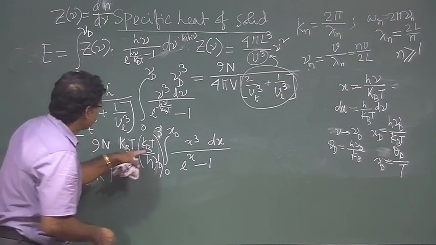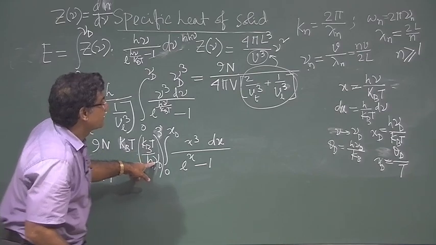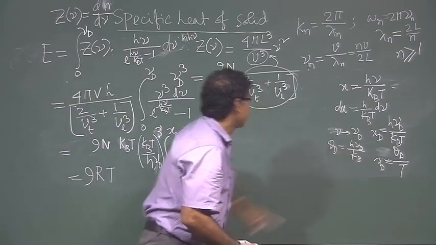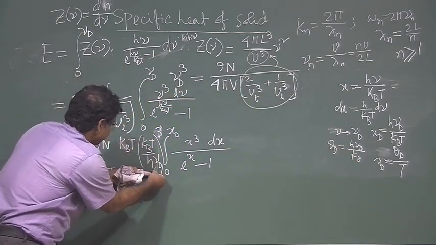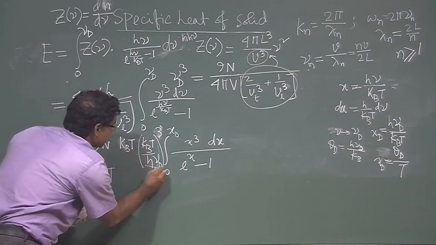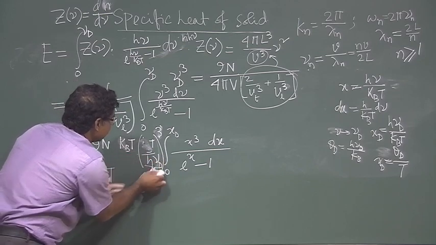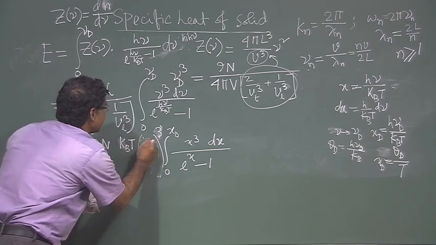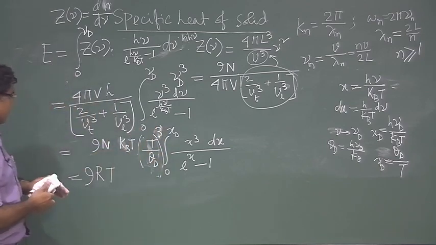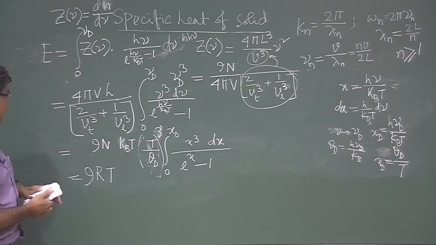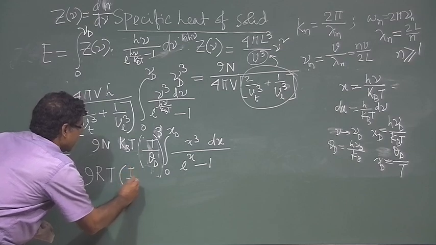And this I can write as I defined: h nu d by kb is theta d. So, this kb you take here. So, this is theta d. So, this I can write T by theta d cube, okay.